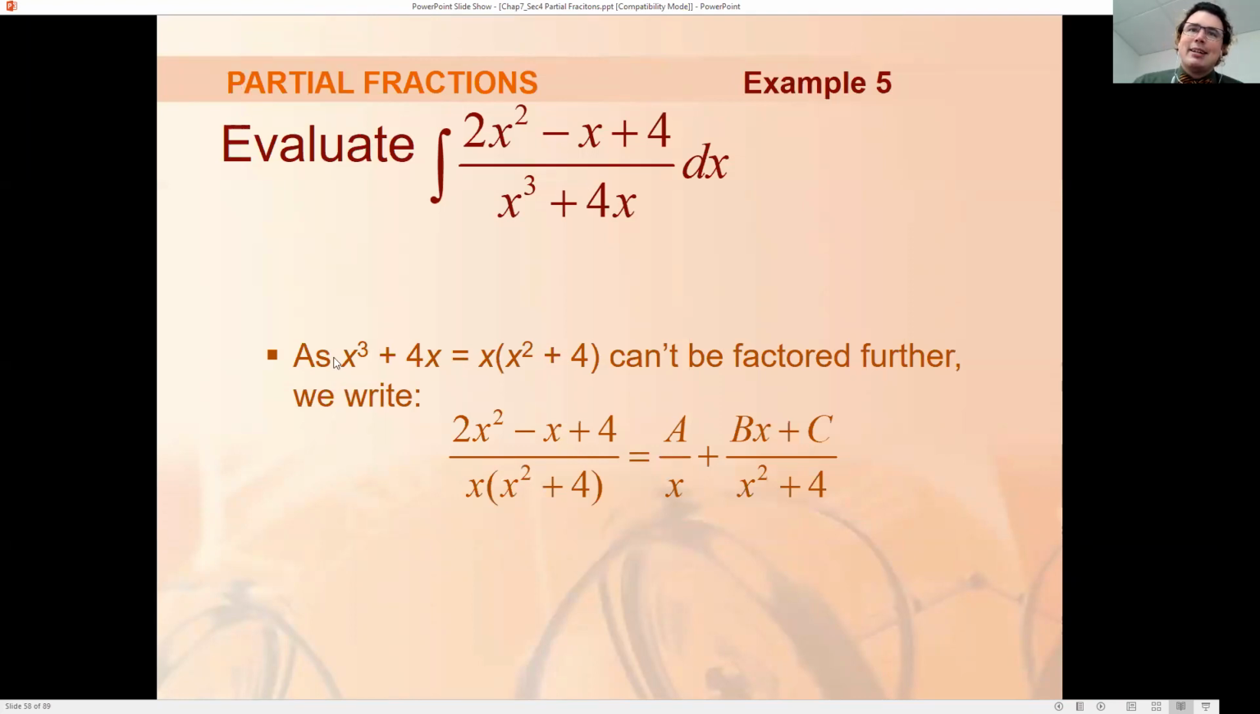I see that x cubed plus 4x is a polynomial in which every single term has an x in it. I'll just factor that out, please, and thank you. So my factorization is now x times the quantity x squared plus 4. Easy enough. Now I claim that x squared plus 4 is irreducible. So we need to stop here and use my formula for partial fractions with denominator an irreducible quadratic.